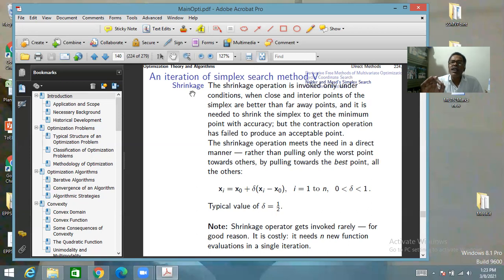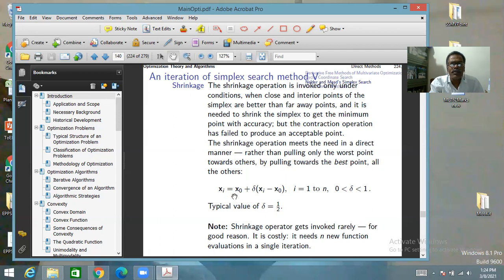Not only do we move just the worst point towards the best face, but we move the worst face towards the best point. It is the other way. In the normal operations, we were moving the worst vertex towards the best face. In shrinkage, we move the worst face towards the best point. That means all the vertices except the best are pulled towards the best point. And that is very simple to do.